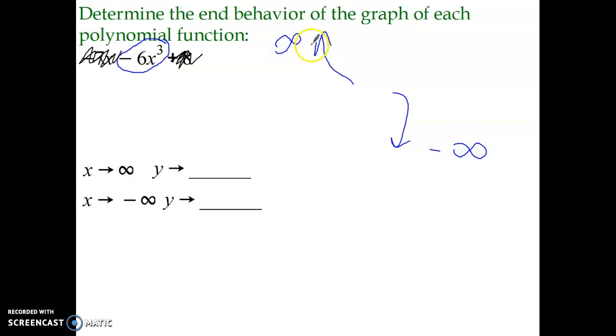That's positive infinity. So as x moves to the right, as I move to the right on this graph, which way is y going? Y is going down. So I'm going to put negative infinity in the blank. And as x approaches negative infinity, as x goes to the left, which way is y going? Well, y is going up. So I'm going to put positive infinity there. All right, let's try another one.